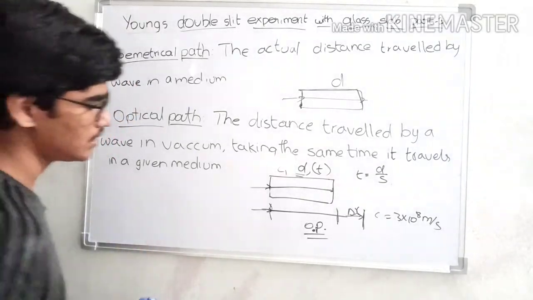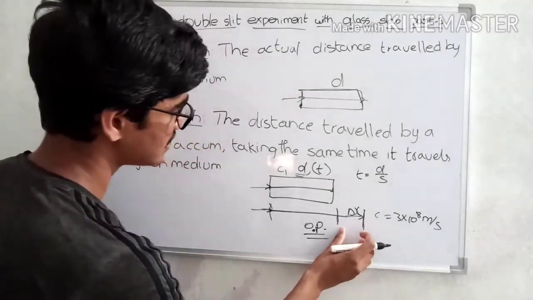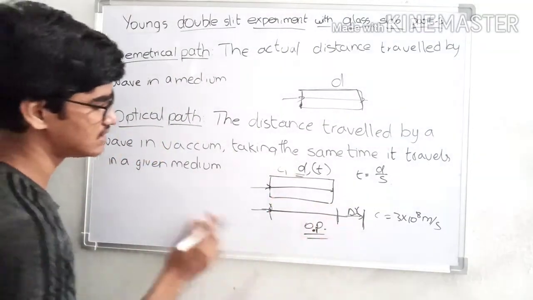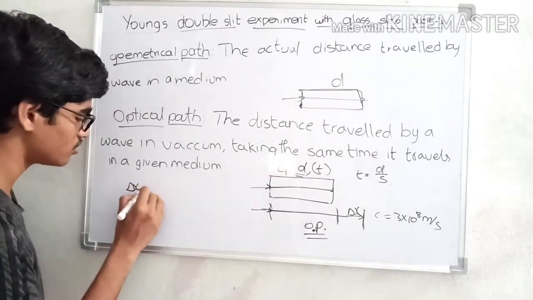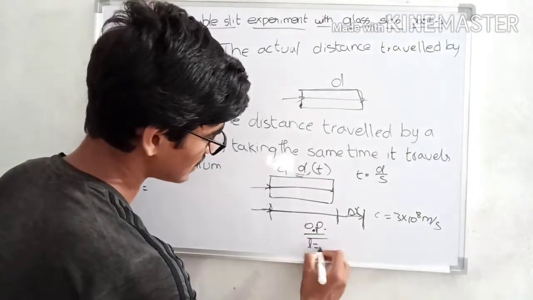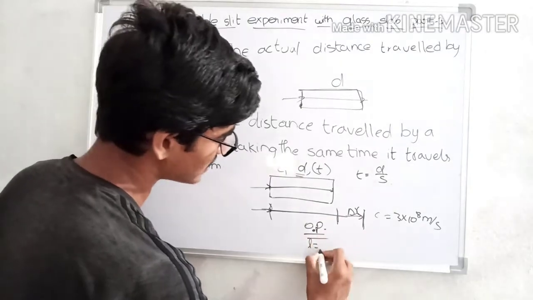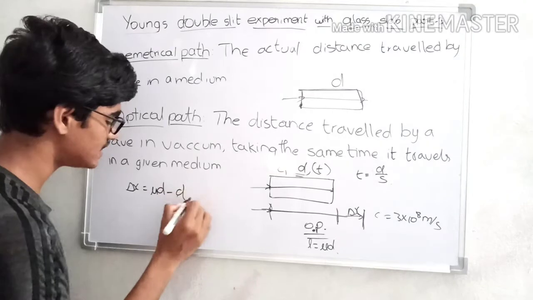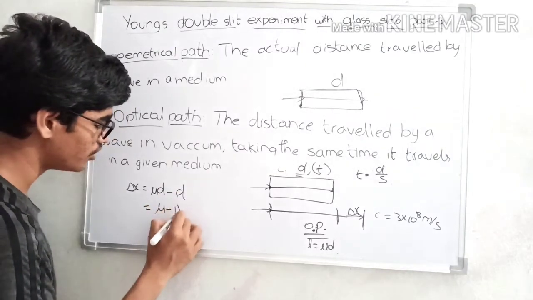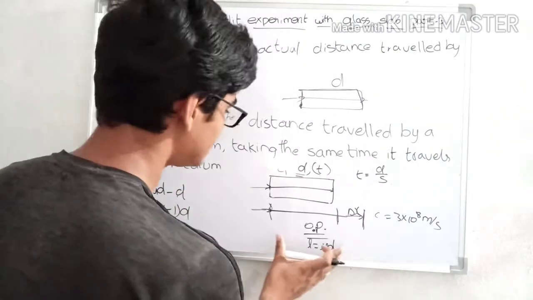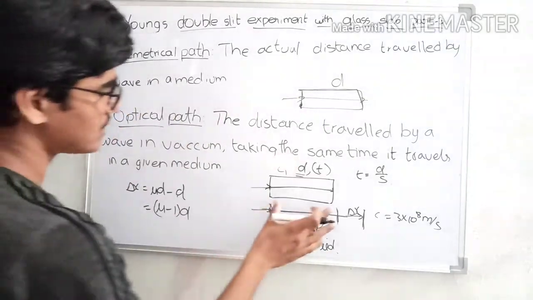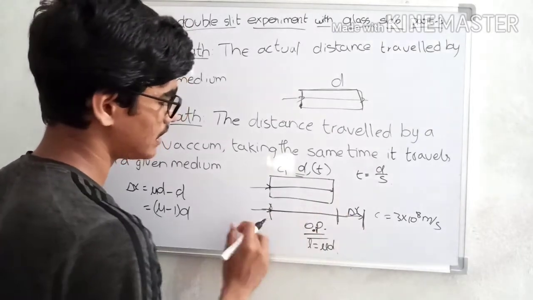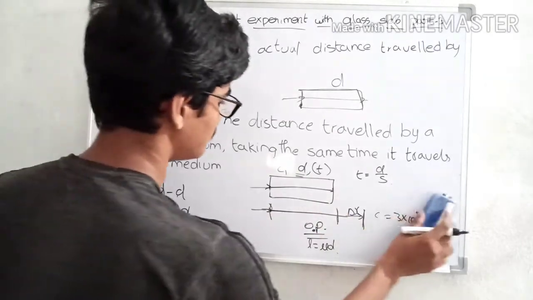Then the path difference is created due to the glass slab. That means the path difference delta x is equal to, we have derived the optical path equal to nu into d, so nu into d minus d, which is equal to (nu minus 1) into d. This is the path difference created due to one ray traveling in a given medium and another ray traveling in vacuum.